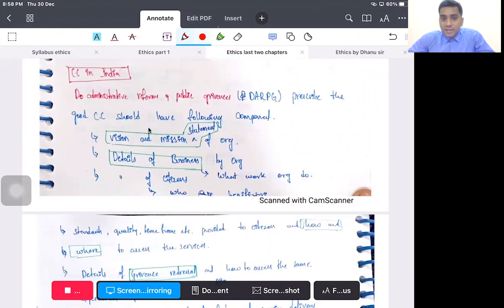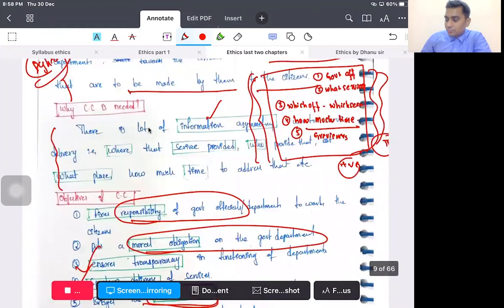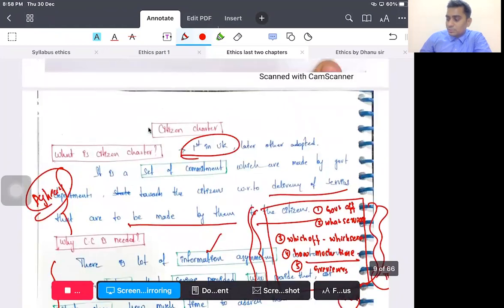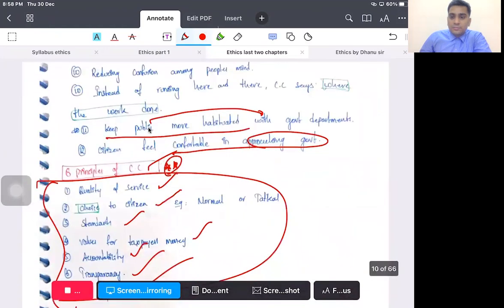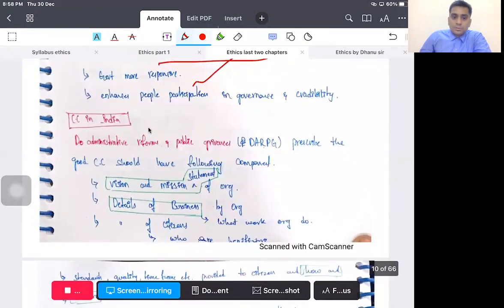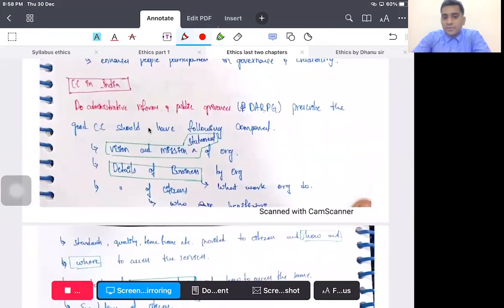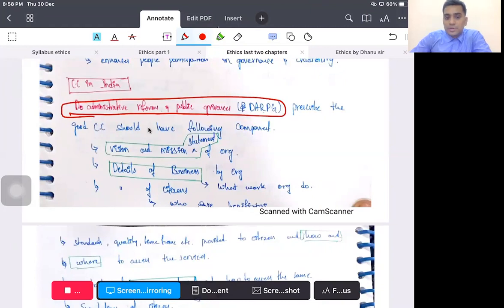Citizens Charter in India. See, in India, how is Citizens Charter present? Actually, Citizens Charter is a concept of the UK, United Kingdom, right? In India, what is the framework or what is the status? Department of Administrative Reforms and Public Grievances prescribed that a good Citizens Charter should have the following components. What makes a Citizens Charter very good?